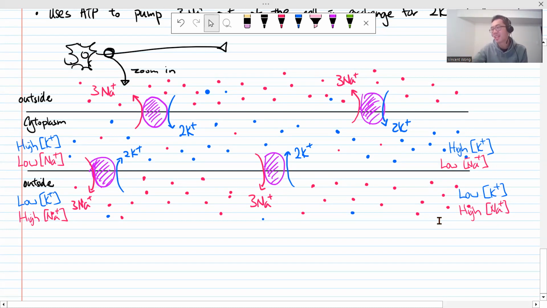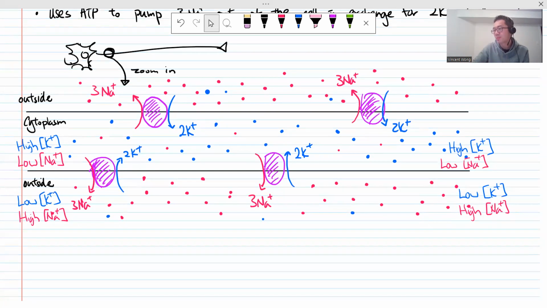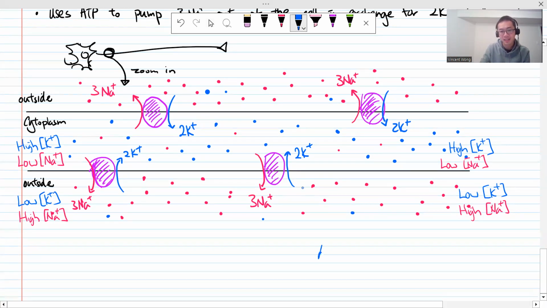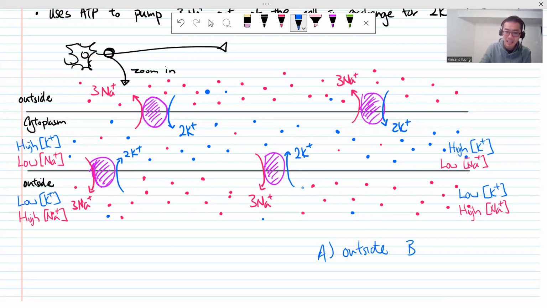Okay. Let's do a vote. My question is, as this keeps on happening, is the outside more positive or is the inside more positive over time? Please let me know.